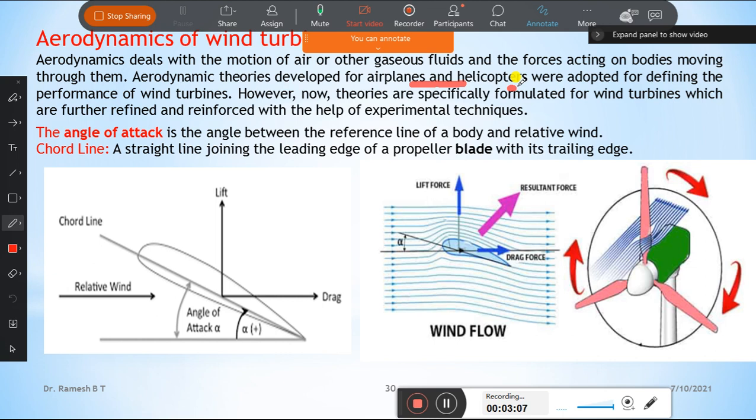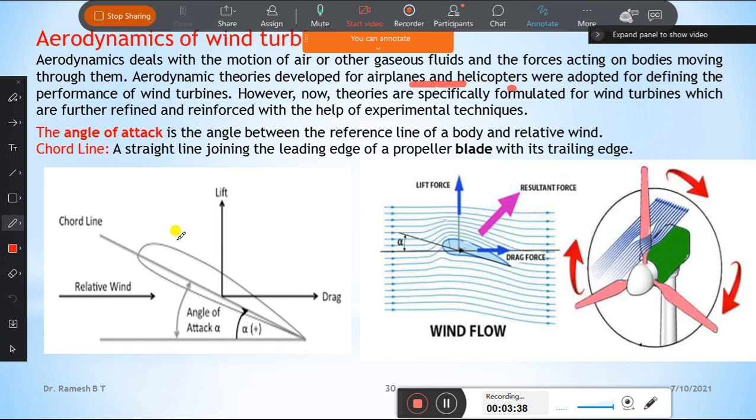It gives the performance of the wind turbine. Now this theory is specially formulated for wind turbines, the same theory implemented for windmills. Windmills are used to convert the energy in the air into mechanical energy. The device for that is the blades, and the blades are made with an aerodynamic design.